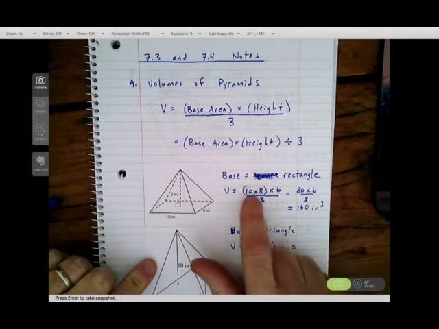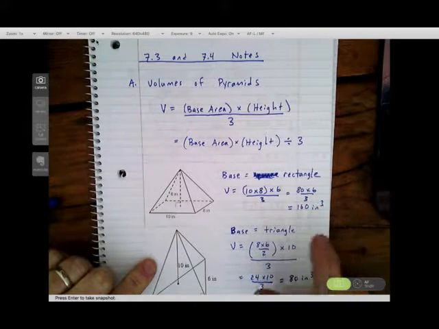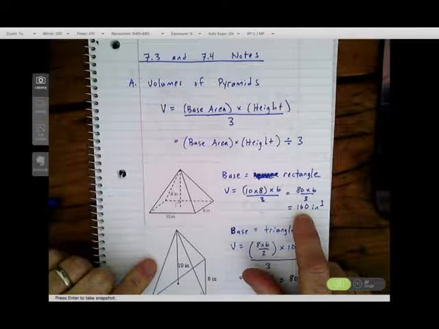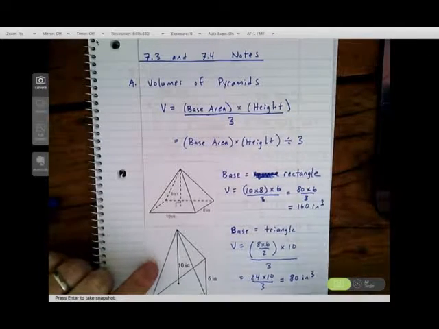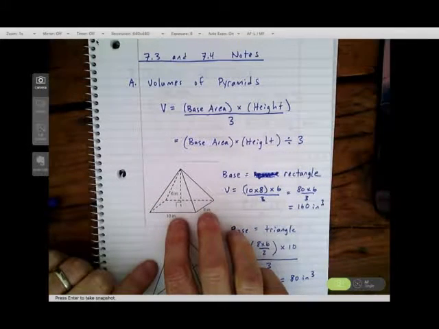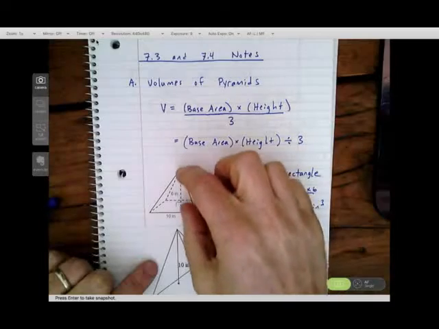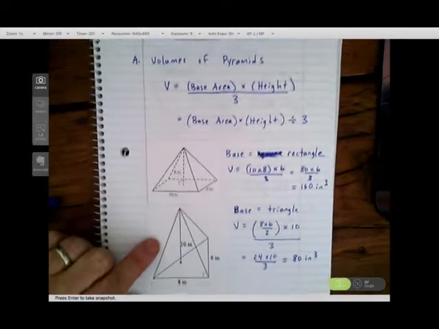And if you work this out, 10 times 8 is 80, times 6 divided by 3. And if you keep going there, you get 160 cubic inches for the volume of that pyramid. Okay, so we again find the area of the bottom, or this base here. So in this case, it's 10 times 8, or 80, times that by the height, times 6, and then divide that by 3.